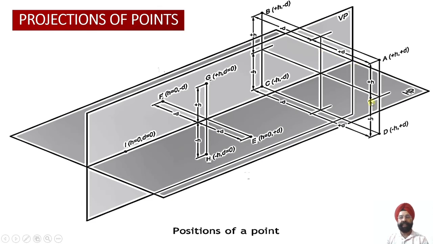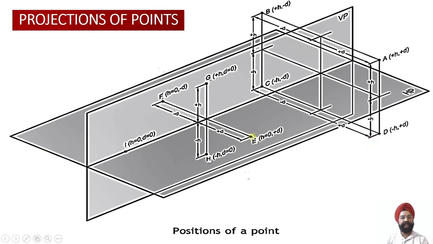In the 3D representation, you can once again see point A lies in the first quadrant, that is above HP and in front of VP. Point B lies in the second quadrant, that is behind VP and above HP. Point C lies in the third quadrant because it lies below the horizontal plane and behind the vertical plane. And point D lies in quadrant number 4 because it lies below the horizontal plane and in front of the vertical plane.